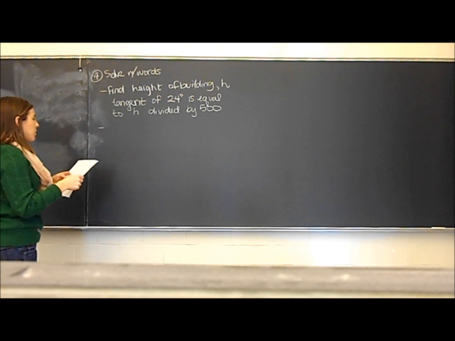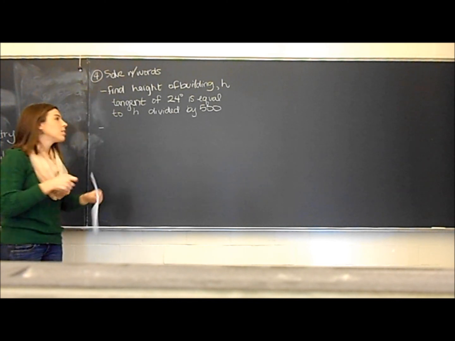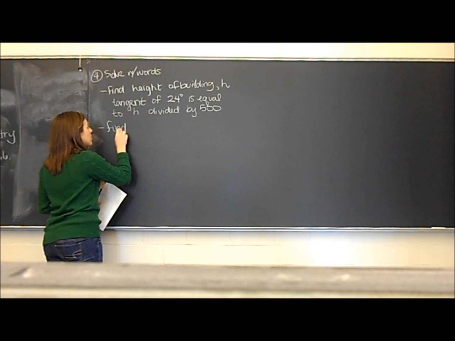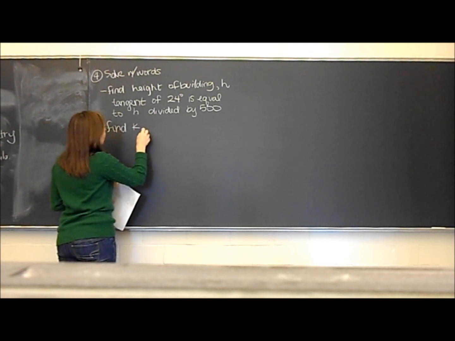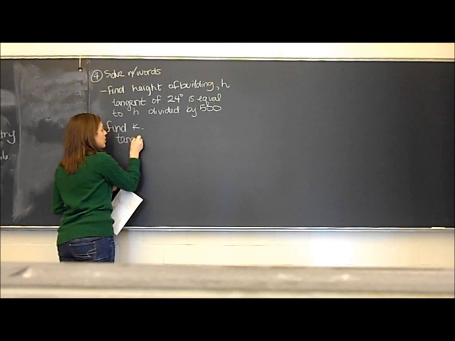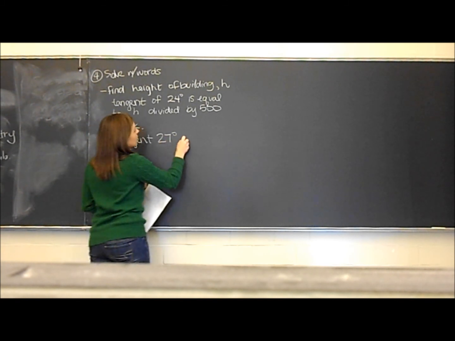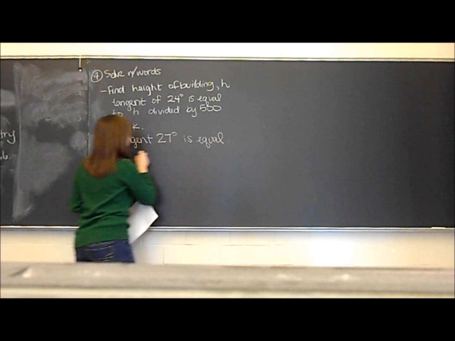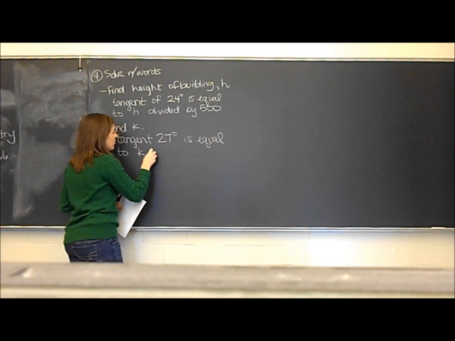So then the next thing we want to do is the same for finding the height of the building plus the flagpole. So what variable is that represented by? That's going to be k. Good, find k, which is what, the tangent? Tangent of 27. Good, angle 27 degrees is equal to, so it's going to be k divided by 500. k divided by 500, good.